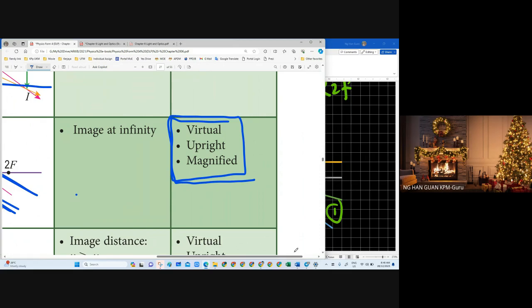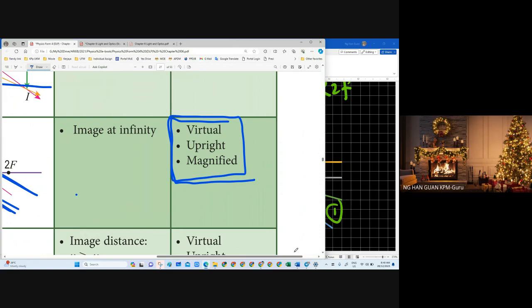Regarding this issue, the virtual, upright, magnified characteristic of the image actually only appears in the Malaysian reference book or Malaysian textbook. If you're referring to the old syllabus textbook, it's not mentioned. The characteristic of the image formed when the object is located at the focus point is not mentioned. Only this new textbook mentions it. In the old syllabus, the textbook did not mention it, only the reference book. I always tell students that only the Malaysian reference book shows that an image at infinity has the characteristics virtual, upright, magnified.